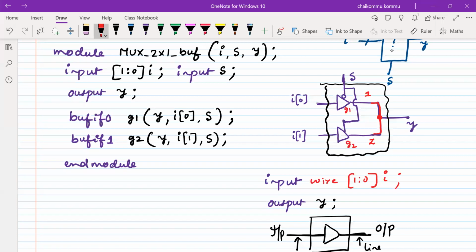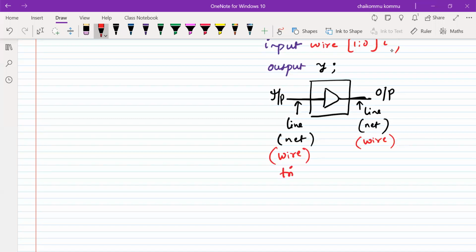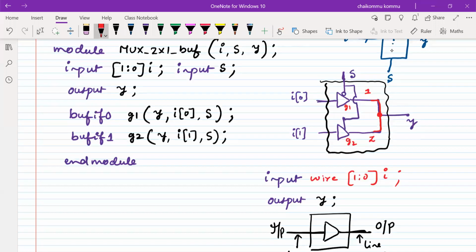But whereas if you're using tri-state buffers, the output must be represented by the tri type. Therefore, another important data type is the tri type. Normally we don't use the inputs as a tri type, but outputs we represent as tri type. So it is better to consider the output as a tri type. Output tri y I need to write, or otherwise output tri y also we can write there.